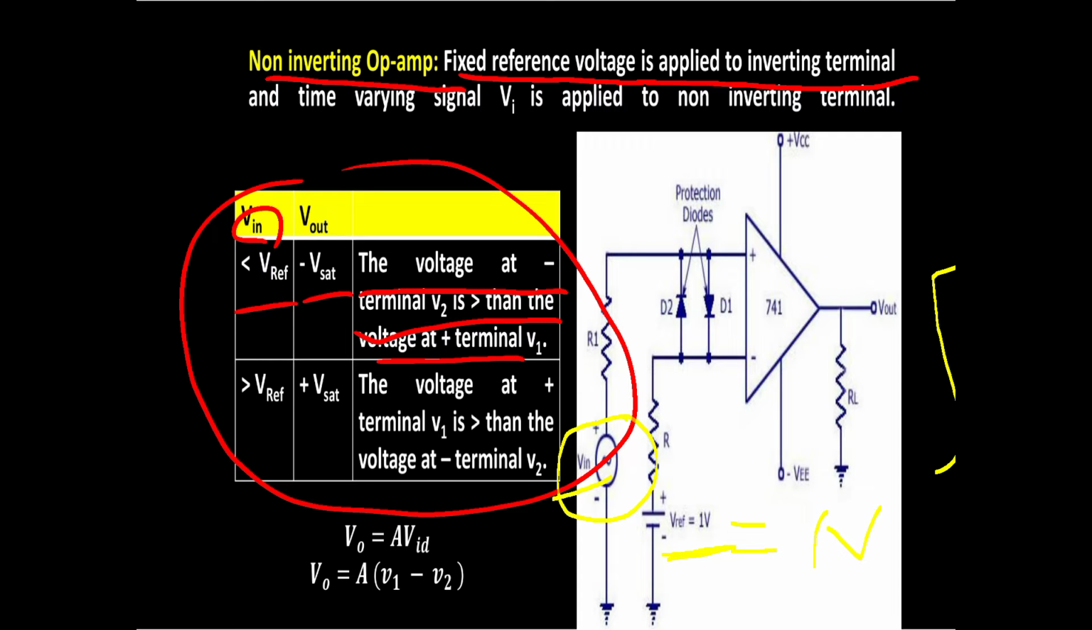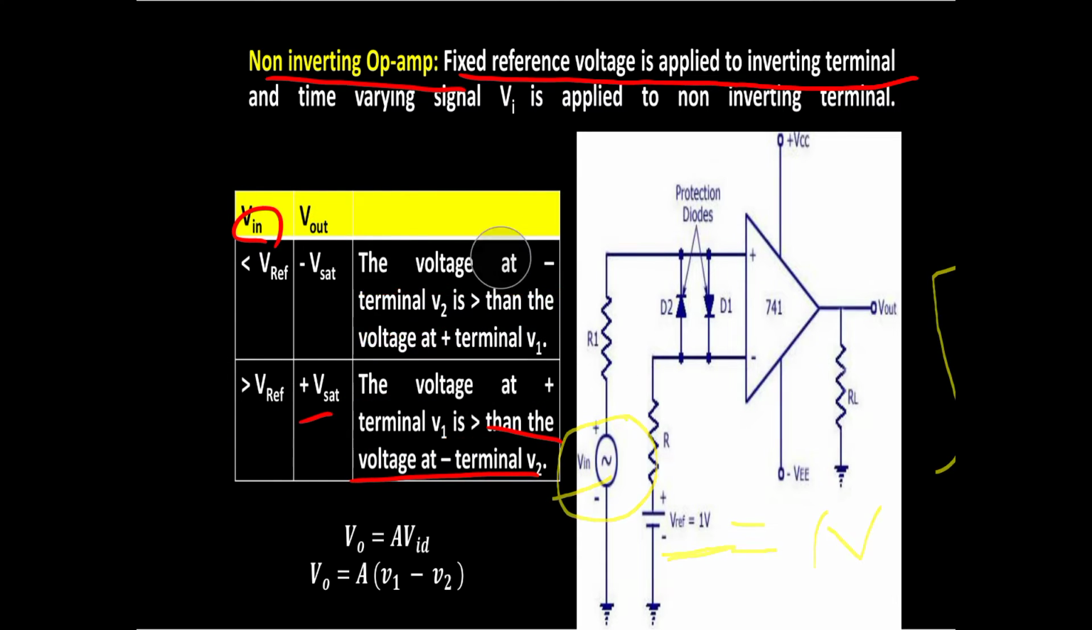Suppose the input VIN is greater than V reference, that is our reference voltage, then the output is plus Vsat. Then we can write this as: the voltage at the positive terminal, that is V1, is greater than the voltage at the negative terminal. If the voltage at the positive terminal is greater than the voltage at the negative terminal, then our output is plus saturation. Here observe V naught equal to A into VID. VID is the input differential voltage, that is V1 minus V2. Now let's see the waveforms for the non-inverting op-amp.